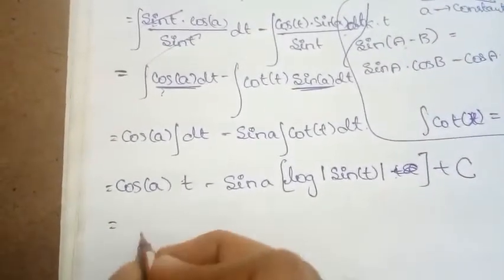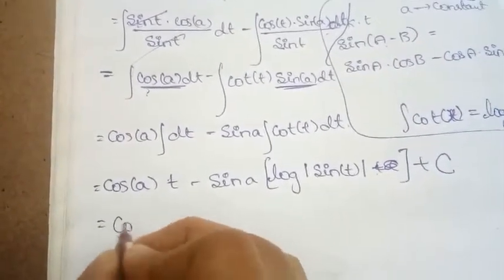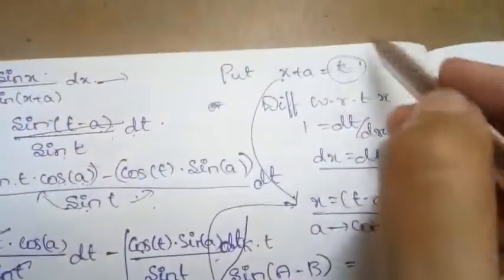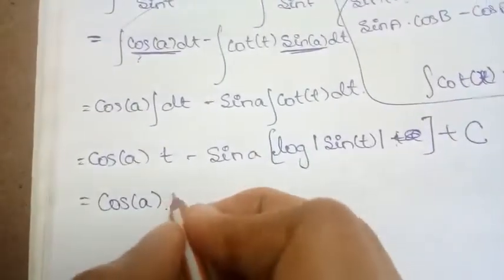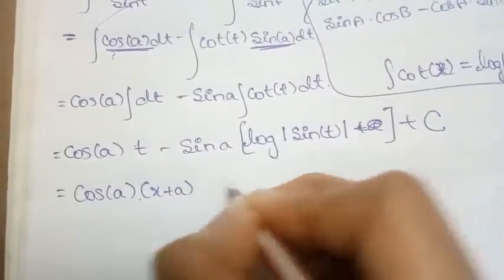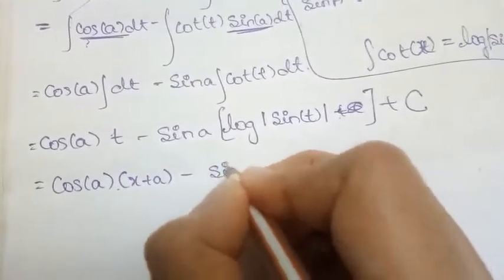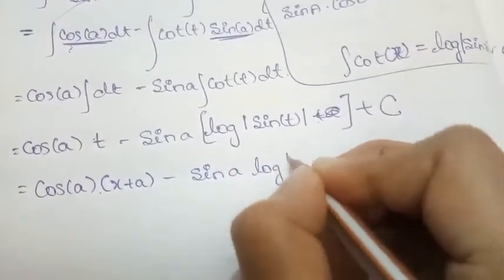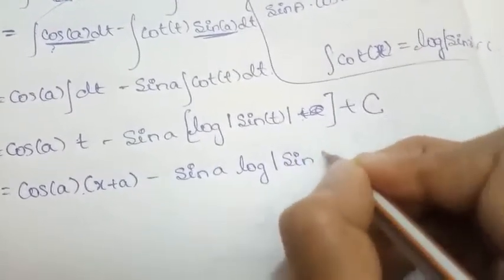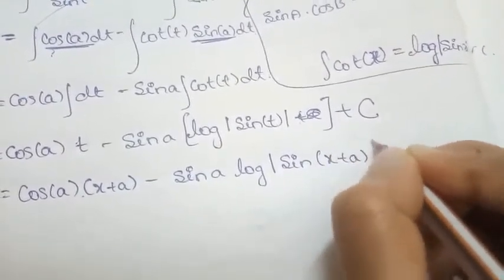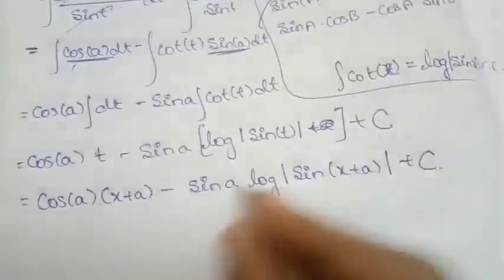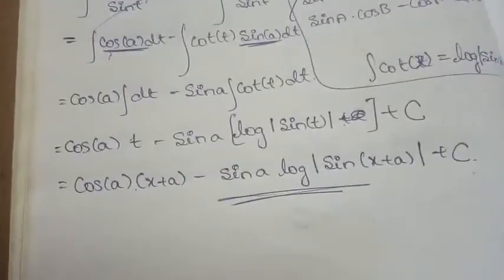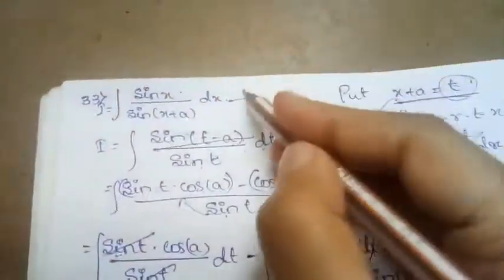What happens if I resubstitute back the value of t here? What was the value of t in the beginning? I have taken t as x plus a. So it becomes cos a into (x plus a) minus sin a into log of mod sin t, where in place of t I substitute x plus a, plus c. So this is the integral of the given question.